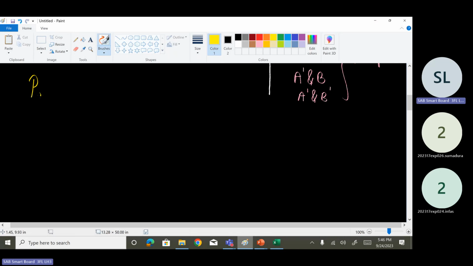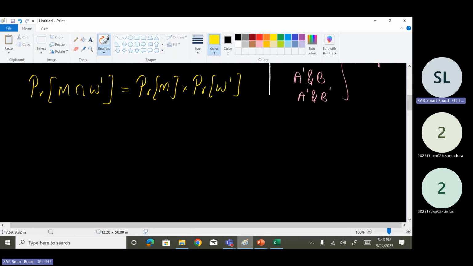So probability of M and W dash. M and W dash are independent, so we can use the formula: probability of M into probability of W dash. So this is 0.51, and this is the complement of W, 1 minus 0.69. So this is 0.51 into 0.31. So you can get the answer for this.